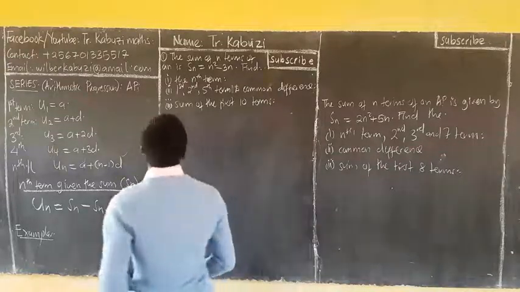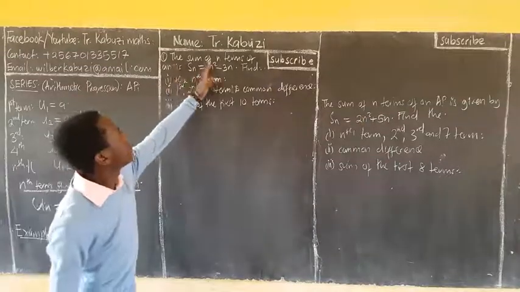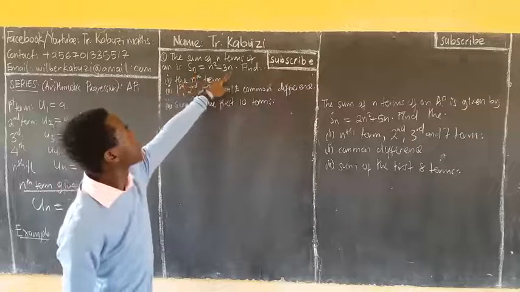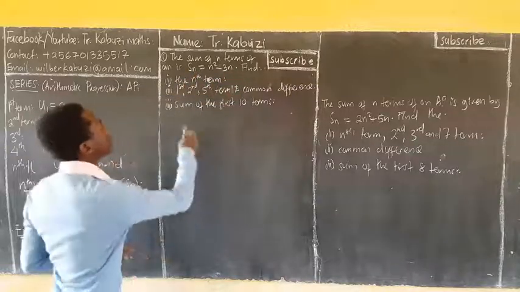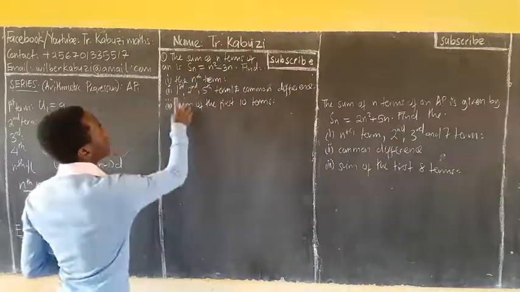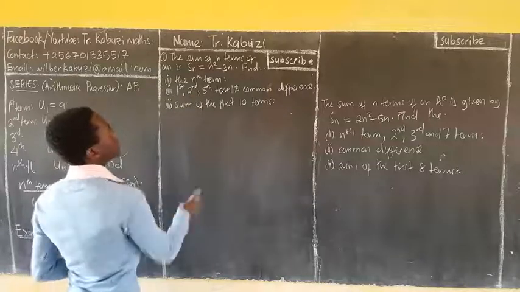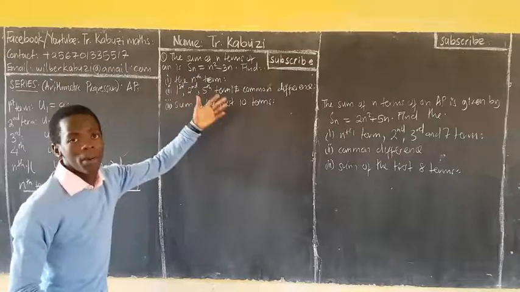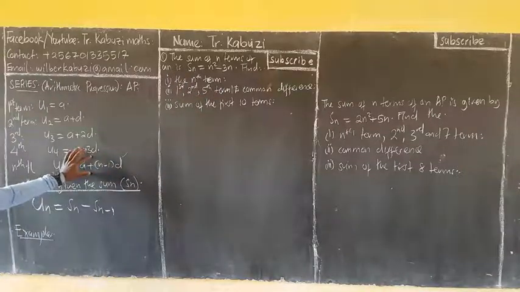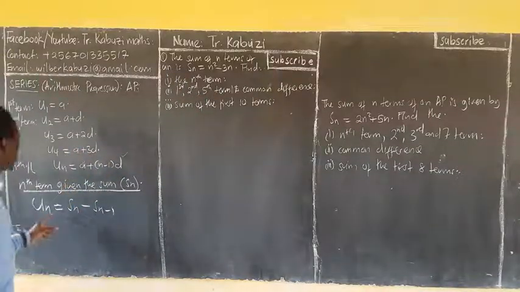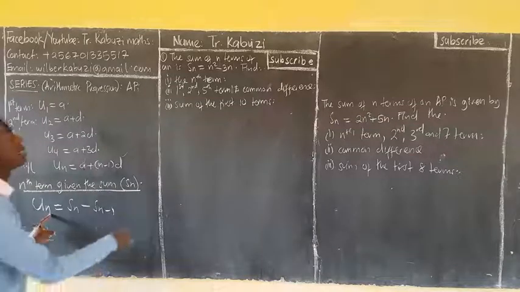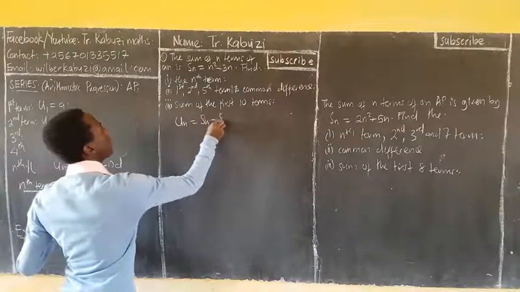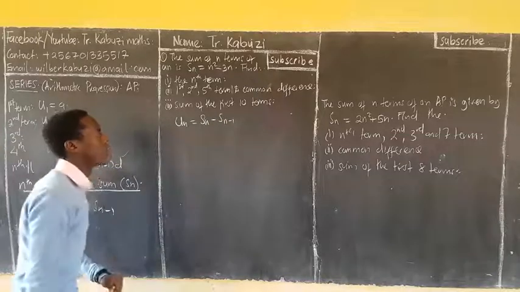Like this example. The sum of n terms of an AP is given, find the nth term, the first, the second, and the common difference, then the sum of the n terms. So from here, we are not having a, we are not having this, so you can't use this one. The best way is to use the formula that the nth term, un, is given by Sn minus S(n minus 1).